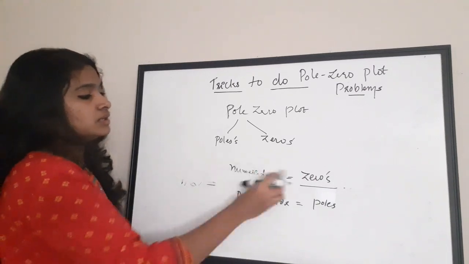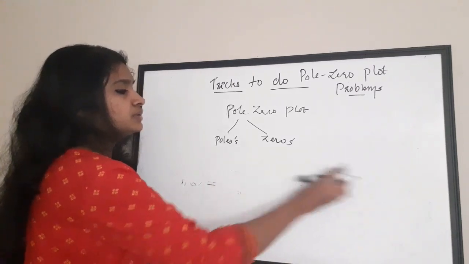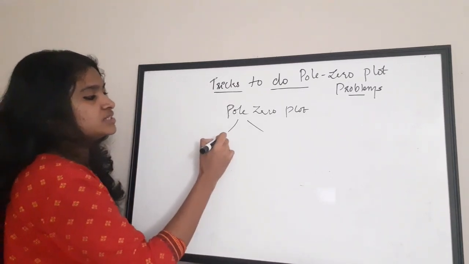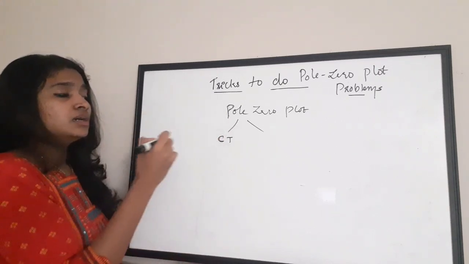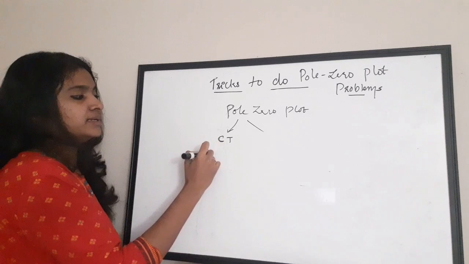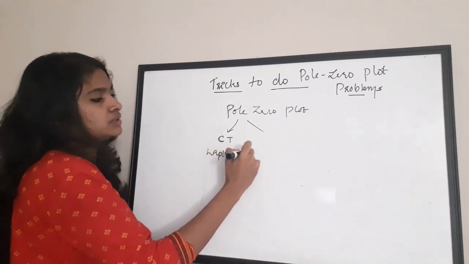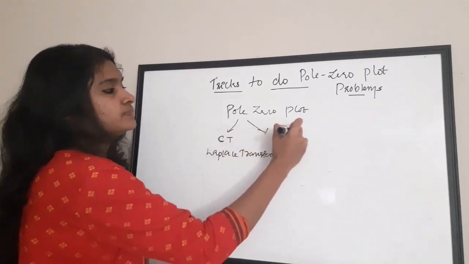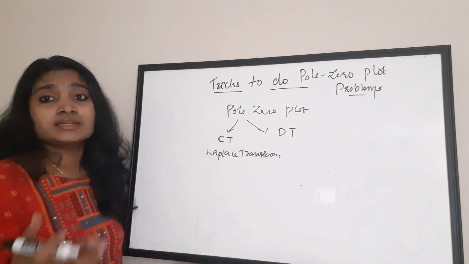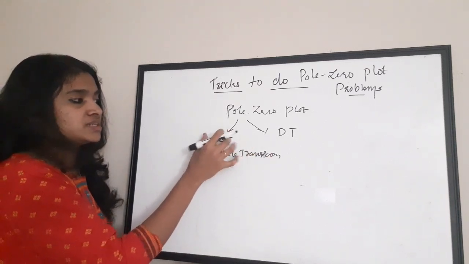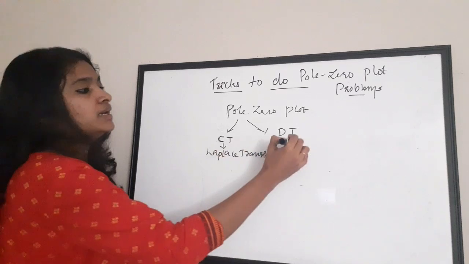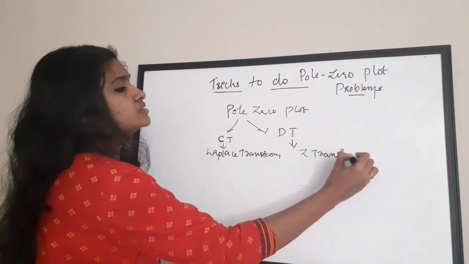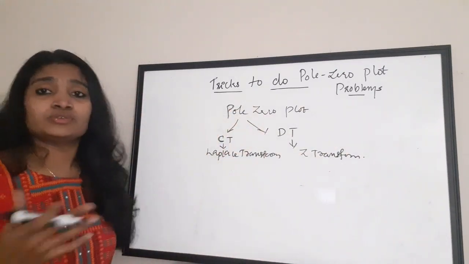Now this pole zero plot, as I said earlier, if it is for continuous time signals, that is for CT, continuous time signals, in 90% of the cases you will be taking the Laplace transform. And if you are defining it for discrete time systems, you know that there are continuous time systems and discrete time systems. So if it is for continuous time systems, you will be using Laplace transform. If it is for discrete time systems, you will be using Z transform. This is also another thing you have to know.